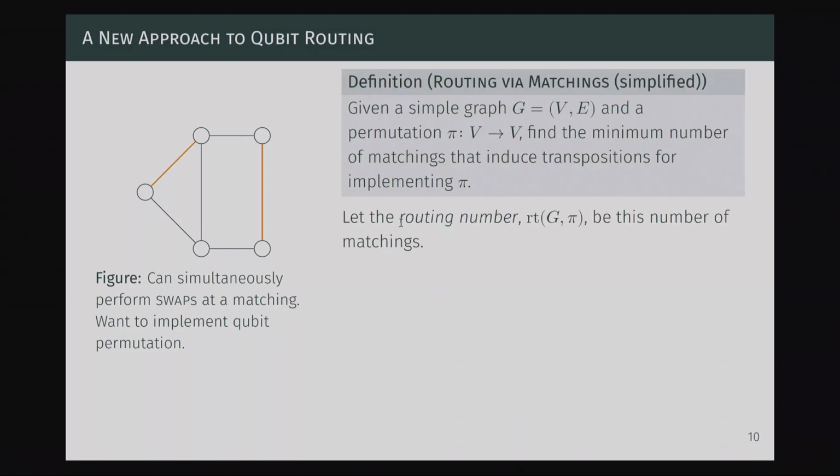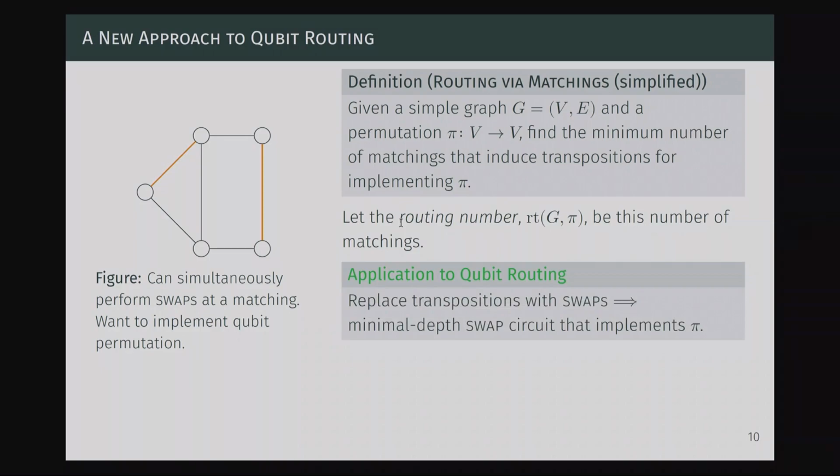So this matches to a problem from computer science called routing via matchings, where we're given a graph G and the permutation pi, and we wish to find the minimum number of matchings that induce transpositions for implementing pi. And we say that the routing number is this minimum number of transpositions. And this very clearly maps to what we want to do, which is qubit routing. We just replace transpositions with swaps, and that gives us a minimum depth swap circuit to implement pi.